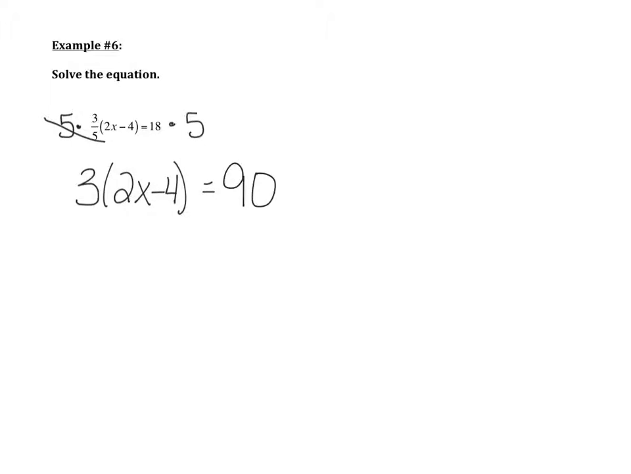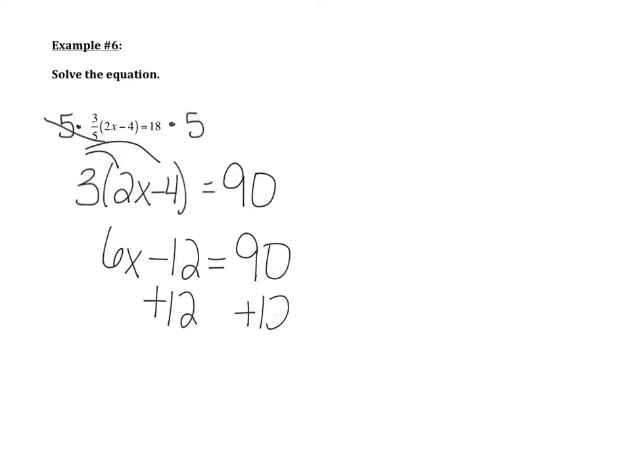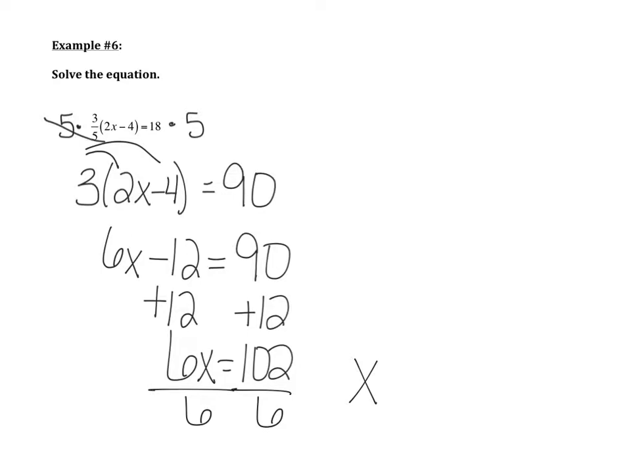Now, once again, with a very simple step of multiplying by the denominator, I end up with a very easy problem where all I have to do is distribute and solve for x. So 3 times 2x is 6x. 3 times negative 4 is negative 12. So minus 12 equals 90. Add 12 to both sides. So I have 6x equals 102. Divide both sides by 6, and you end up with x equals 17.